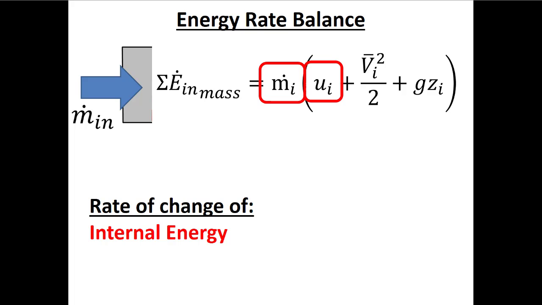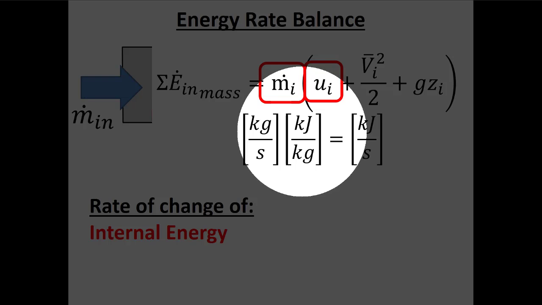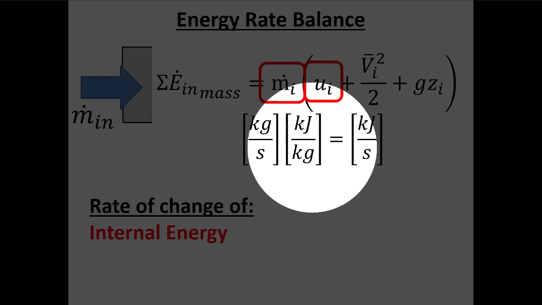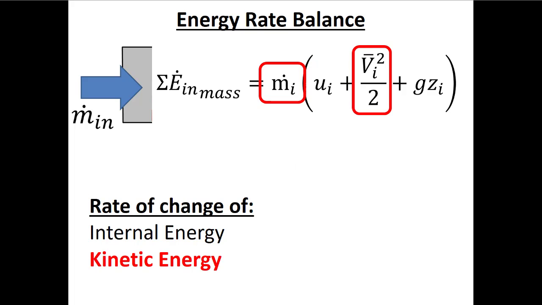So again, let's check this out. We have a mass flow rate times a specific internal energy. So that's kilograms per second multiplied by kilojoules per kilogram. If you look up specific internal energy in the textbook, typically you'll get kilojoules per kilogram. And this is going to be kilojoules per second. And that's kilowatts, because remember, a joule per second is a watt. So this is a rate of energy.